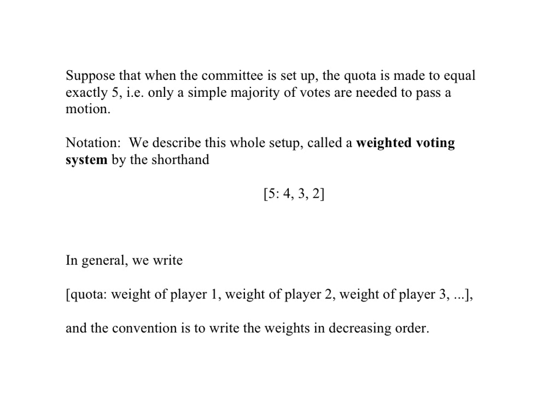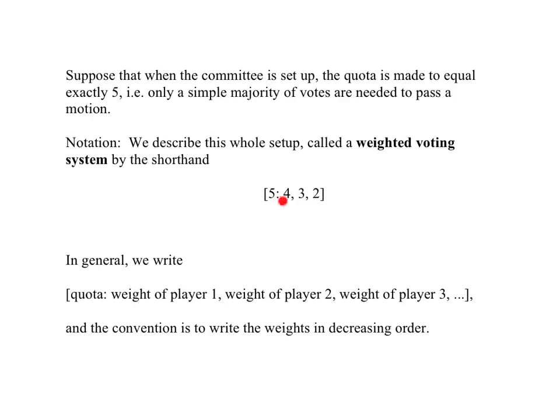Okay, so we've established that the quota needs to be at least 5. Let's investigate what happens when the quota is exactly 5. So only a simple majority of votes is needed in order to pass a motion. So we have notation for this. We're going to describe this whole setup, which is called a weighted voting system, because the different participants, the different players, each have different weights.